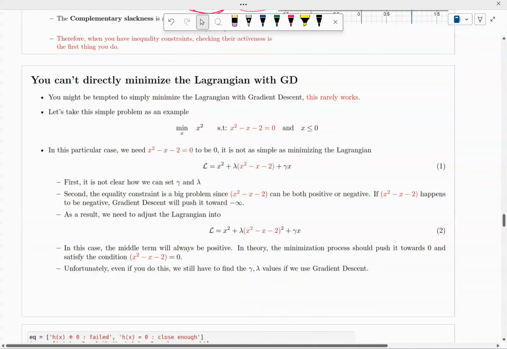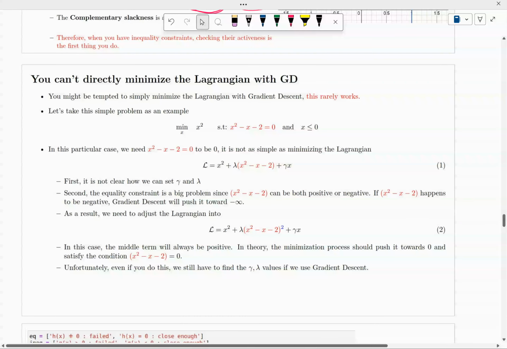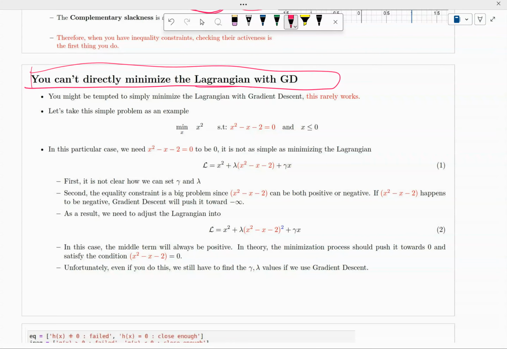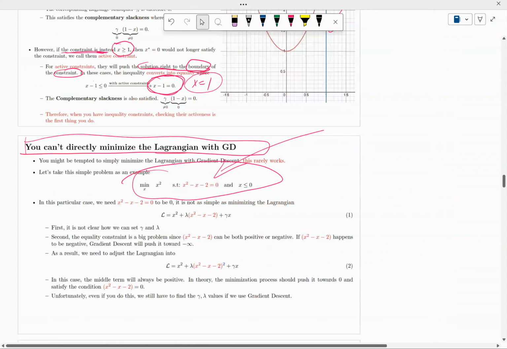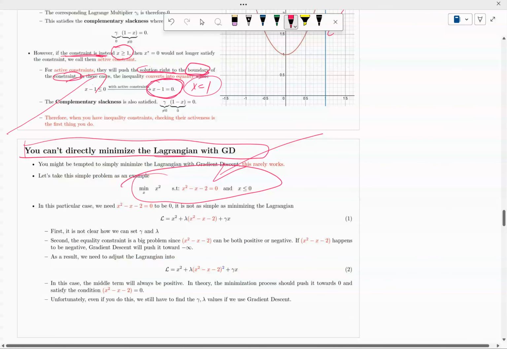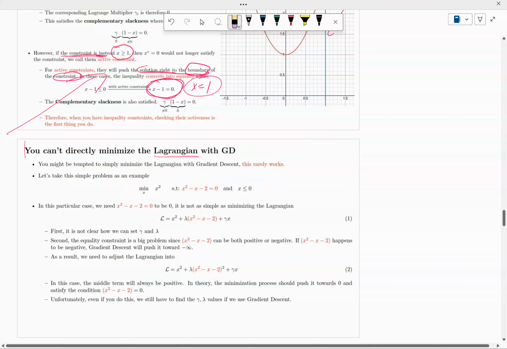Okay. Now, you can't directly minimize the Lagrangian. Some people might wonder, okay, you have a Lagrange multiplier, and you convert the regular constrained optimization into a Lagrangian with the Lagrange multiplier. Can you just run gradient descent and minimize this? And the answer is no. You can't just run gradient descent. You do need to go over the KKT conditions for the most part.